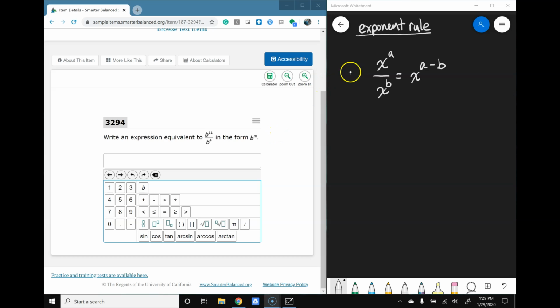Now, if you take a look over here, this exponent rule is the quick way to get this problem done. This exponent rule is the quotient rule, which says that if we have the same base being divided, then we can take the powers and rewrite this as the same base with just the subtraction of the powers. So, what would that look like in our case?